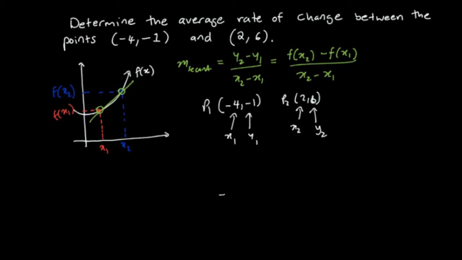And now what we can do is plug it into the formula. So the slope of the secant here is y2, which is 6, minus y1, -1, over x2, which is 2, minus x1, which is -4. So you get 7 over 6. You have to work out the integers there. And yeah, this is your average rate of change.